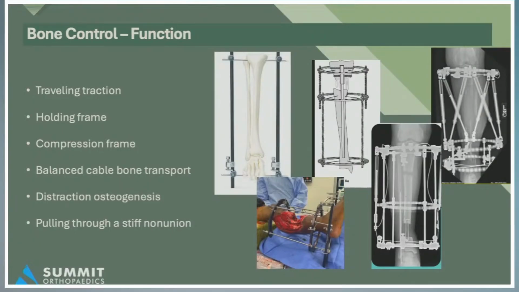But there are all sorts of different applications, from traveling traction to holding frames, a frame to compress, and your frame will vary depending on what function you need it to do and the local anatomy you're working with. So if you need to pull through a stiff non-union, you're going to have a lot more power and fixation than just a simple holding frame for an acute fracture.